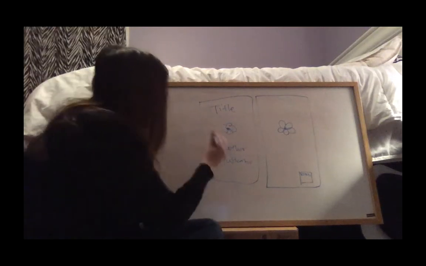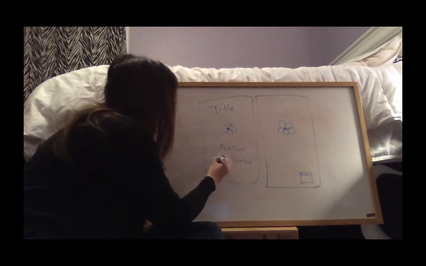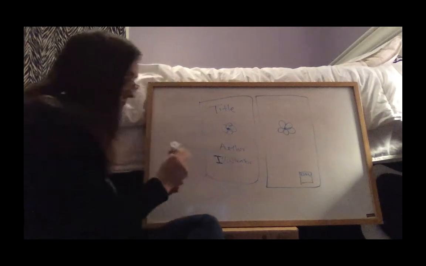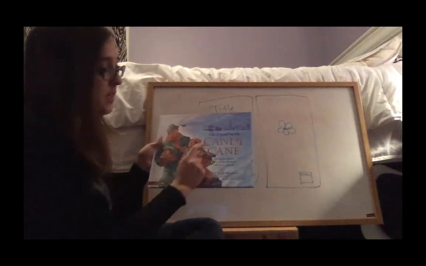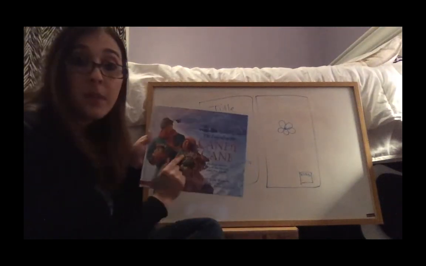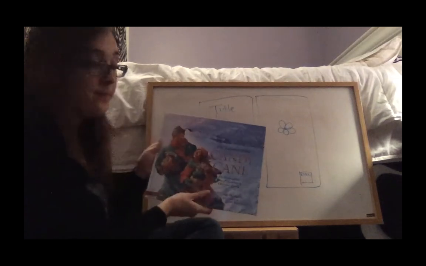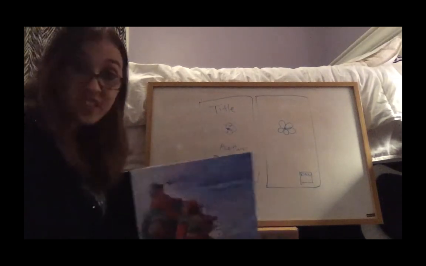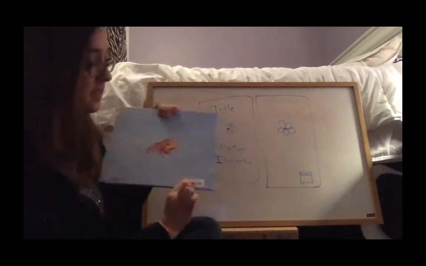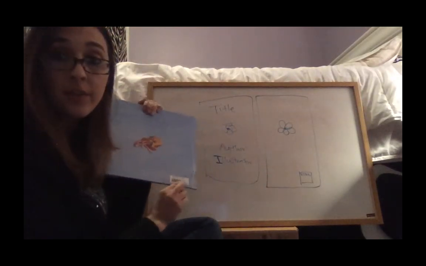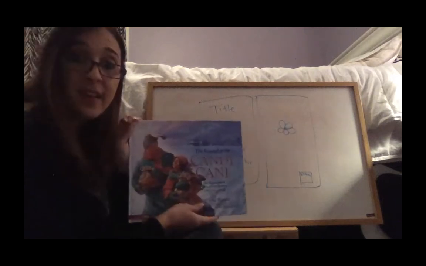Okay? So these parts of the book are important because they're telling us things about the book. The title page is telling us what the book's going to be about. This one says The Legend of the Candy Cane. We know it's going to be about a candy cane, right? And it tells us the author's name, and it tells us the illustrator. And the back of the book tells us the ISBN number, which is very important for books, because it's what identifies them, makes them different.